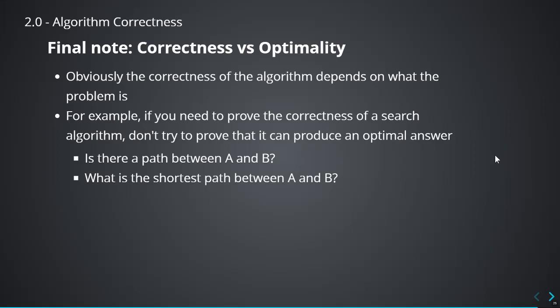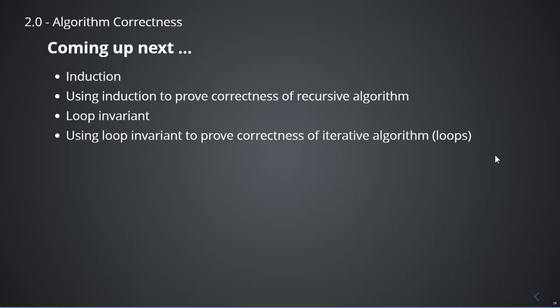If my question is, is there a path between A and B? Here's a graph. Is there a path between A and B? And then you try to tell me the shortest path between A and B. If you try to prove that the code is finding the shortest path, then obviously you're not going to be able to do it. So be aware of what the problem is, and when you show that an algorithm is correct, make sure you are showing the right thing.